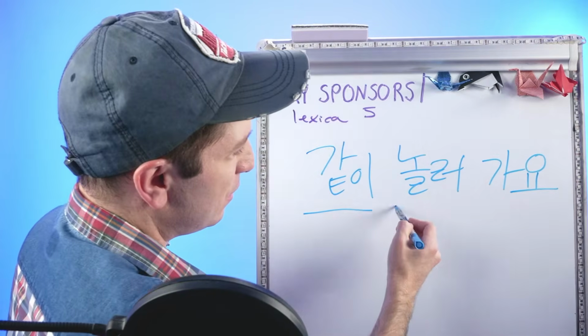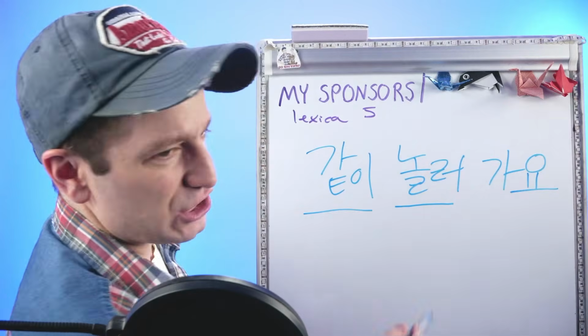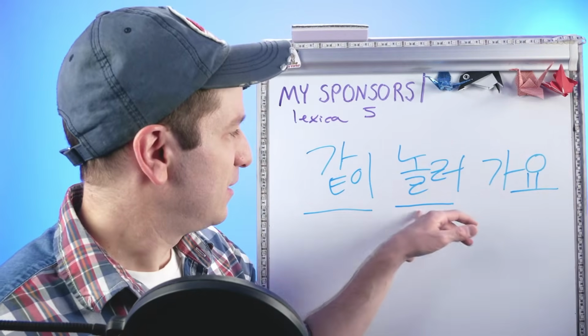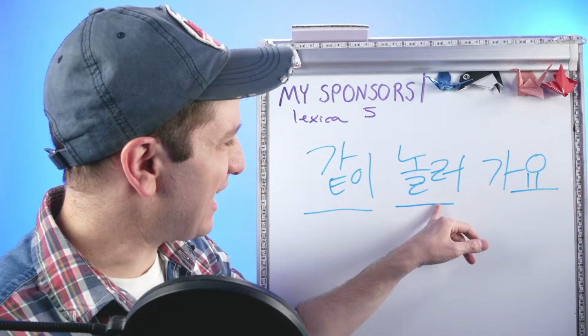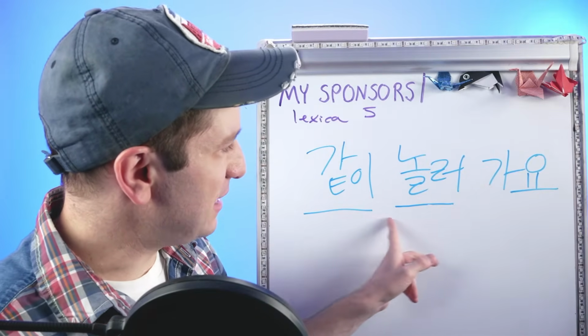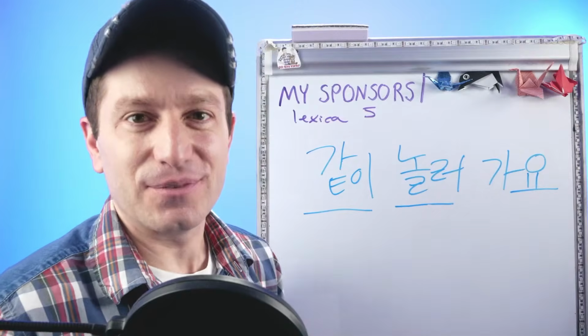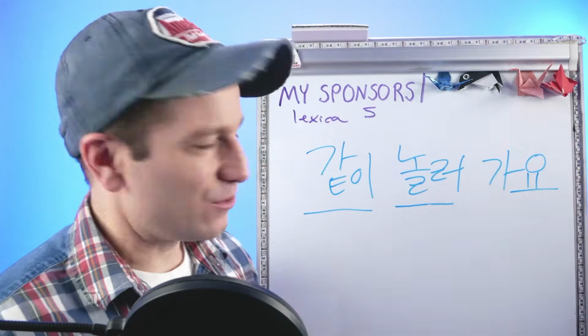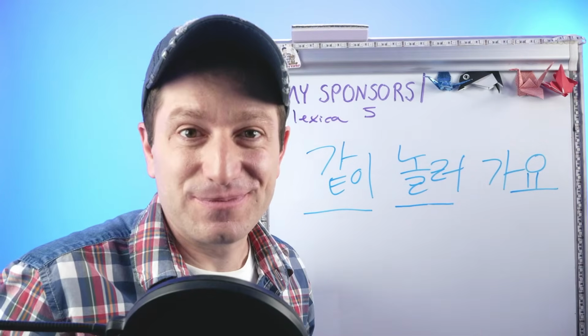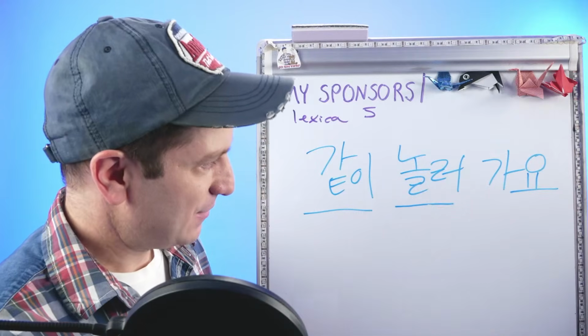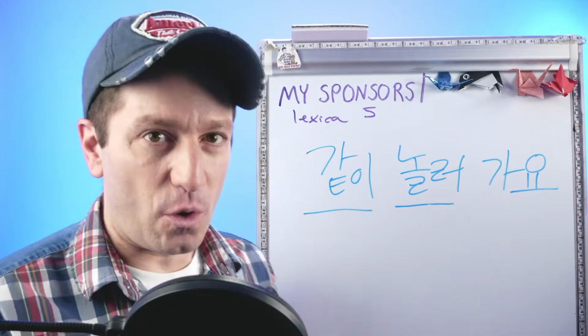같이 together 놀러 가다. 놀다 is to play or hang out. 놀러 가다, to go hang out together. So 같이 놀러 가요. Let's go hang out together. Let's go play together. 같이 놀러 가요. Let's go hang out together. That is our last sentence for this form.